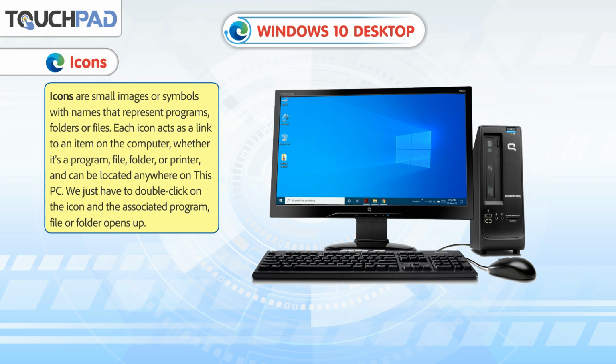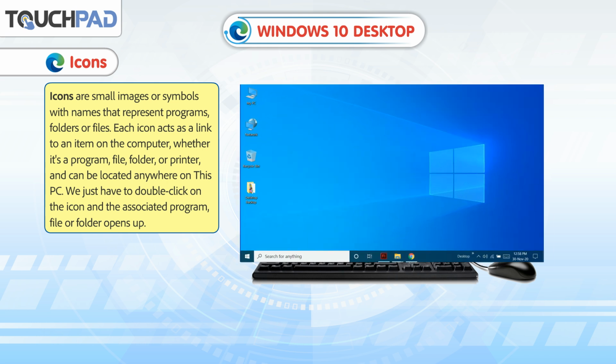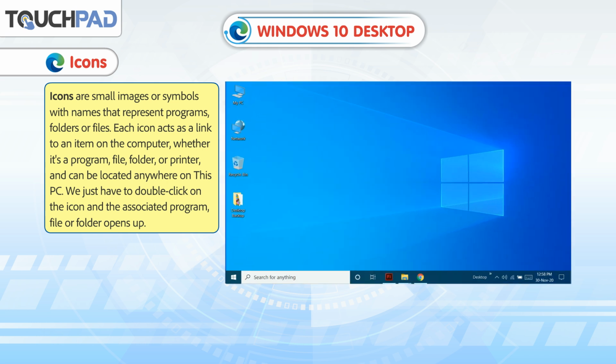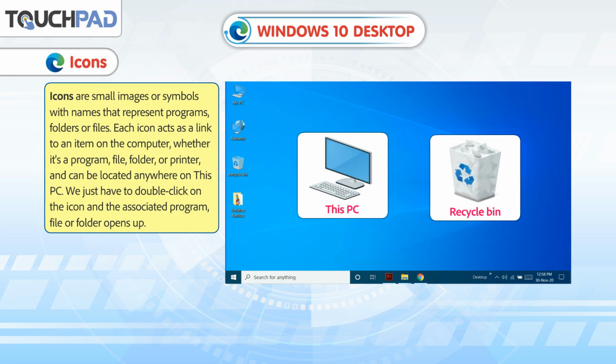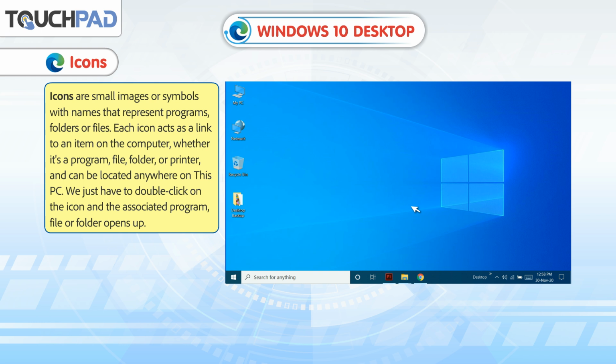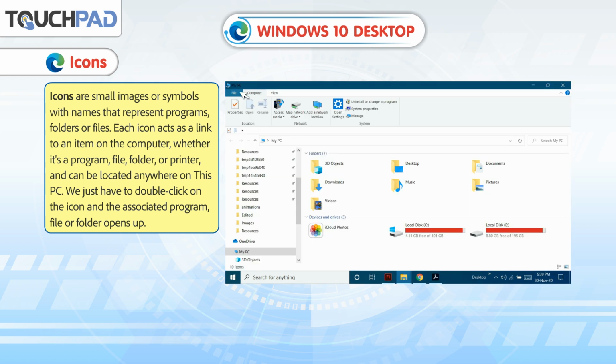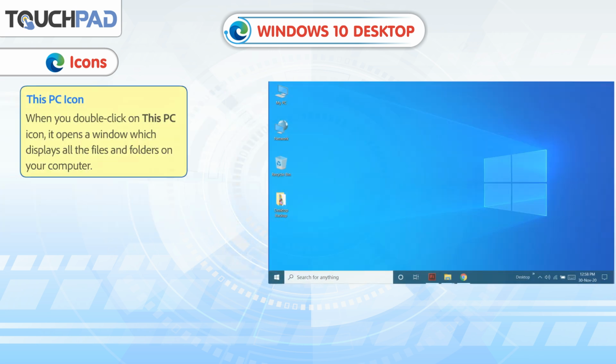Icons. Icons are small images or symbols with names that represent programs, folders, or files. Each icon acts as a link to an item on the computer, whether it's a program, file, folder, or printer, and can be located anywhere on this PC. We just have to double-click on the icon and the associated program, file, or folder opens up.